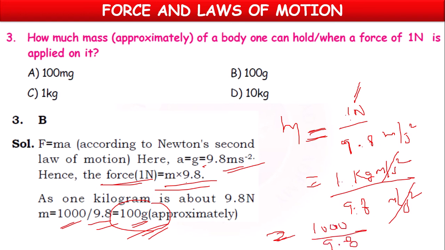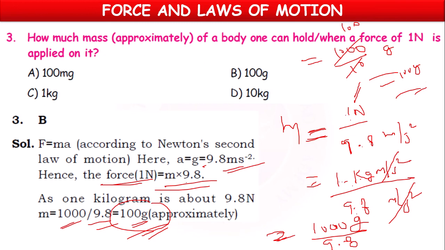1000 grams by 9.8. So if we approximately take this 9.8 as 10, then approximately we can take it as 1000 by 10 grams, because 1 kg we have converted into grams. So 10 hundreds are 1000. So answer will be 100 grams.